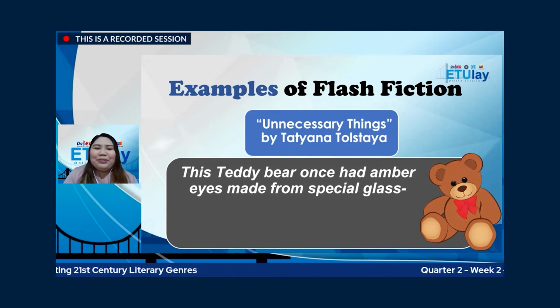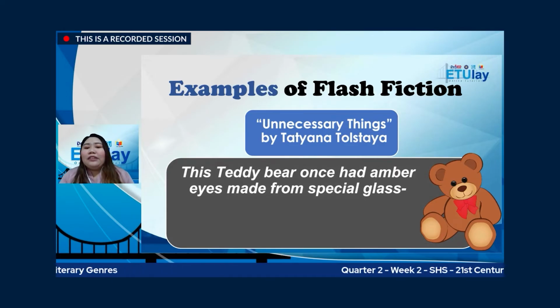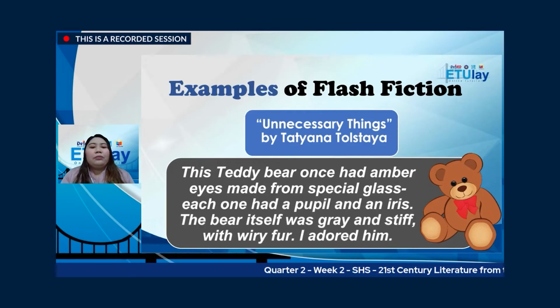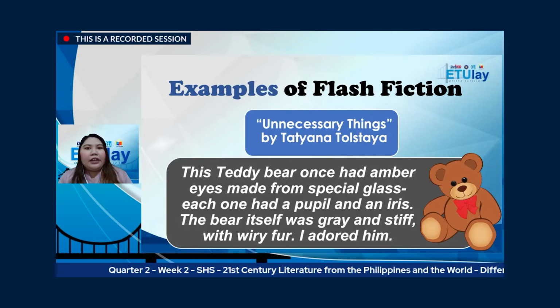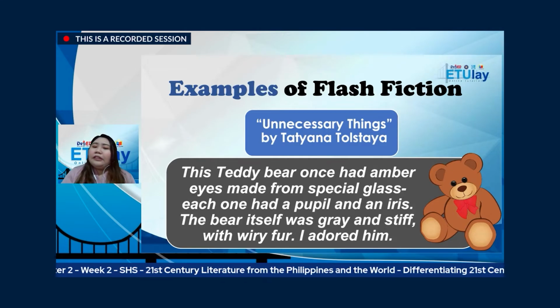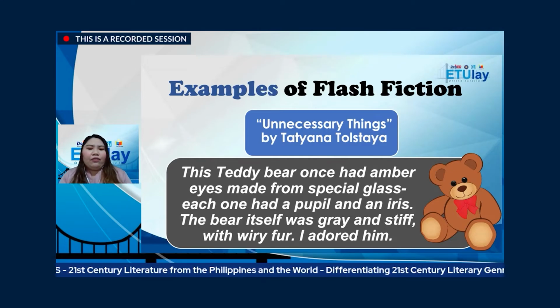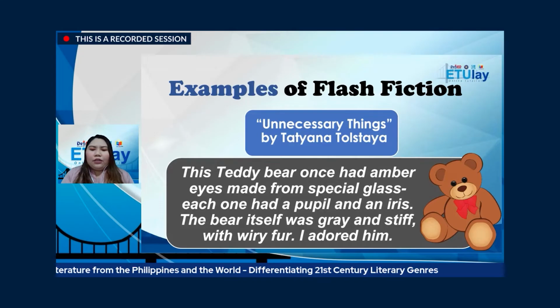Let's read the excerpt. This teddy bear once had amber eyes made from special glass. Each one had a pupil and an iris. The bear itself was gray and stiff. With wiry fur, I adored him.